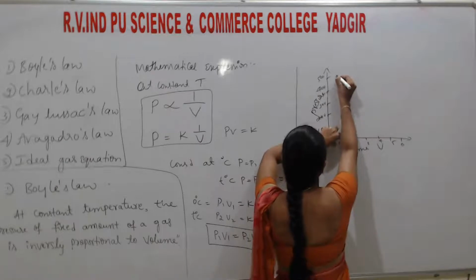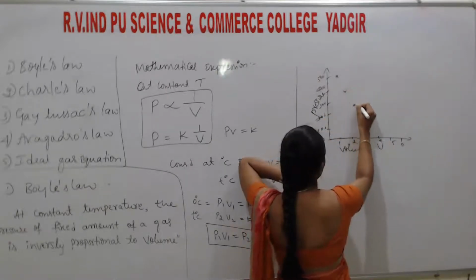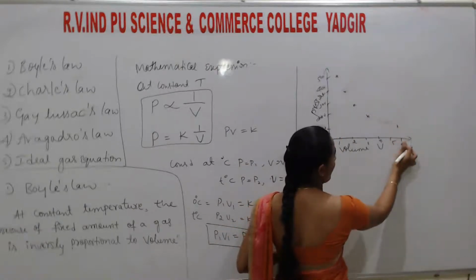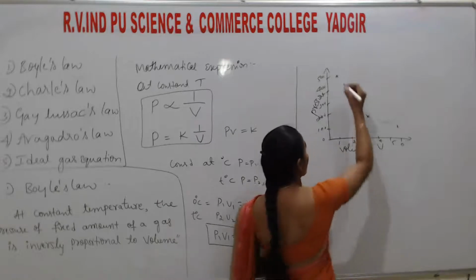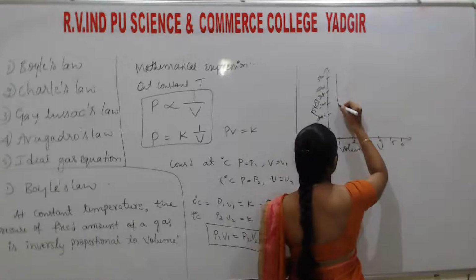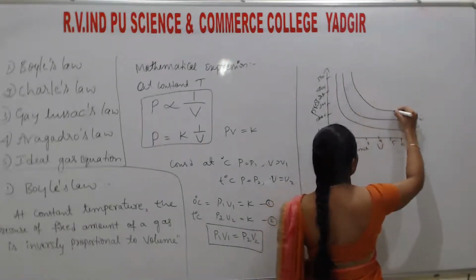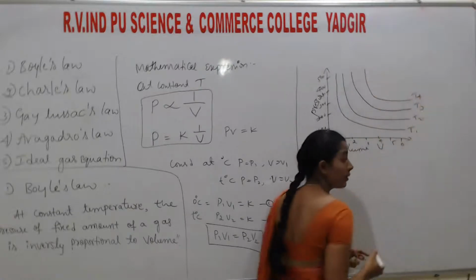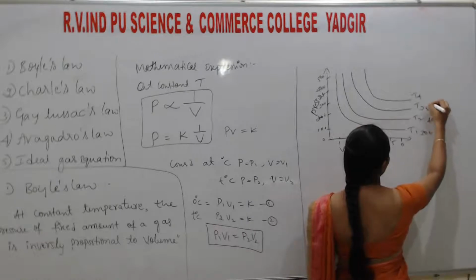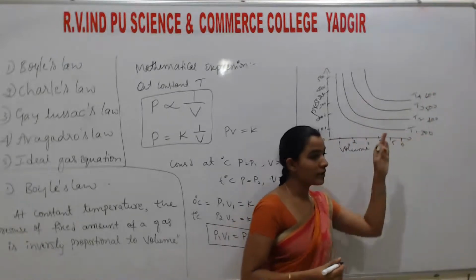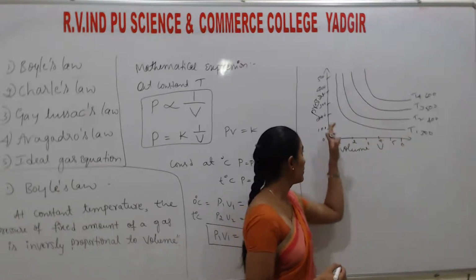Volume is here, means pressure is here. When the pressure decreases, then the volume increases. Like this. When the pressure is less, then volume is more. When the pressure is more, then volume is less. So the graph follows like this. This is T1, this is T2, this is T3, and this is T4, at different temperatures. As I told you, the temperature remains constant. Assume this is 300 Kelvin, this is 400, this is 500, this is 600. So in all the temperatures, always if the pressure increases, volume is less. If the pressure decreases, volume is more. So this is the graph of pressure versus volume.